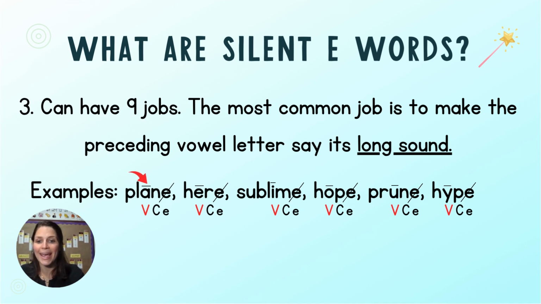Plain, you hear the A, that long vowel sound. Here, you hear the long E sound. In sublime, the second syllable, lime, you hear the I, l, i, m. You hear that I very clearly. In hope, h, o, p, you hear the O. Prune, you hear the oo sound. And in hype, you hear the I sound. So it's going to make the vowel letter say its long sound.